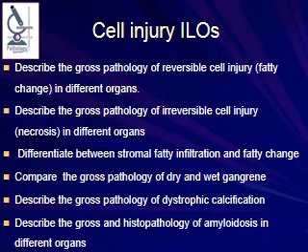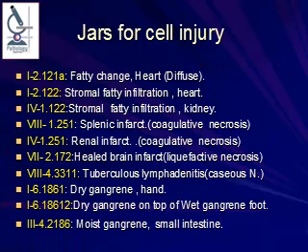These are your ILOs. At the end of this section you should be able to describe the gross pathology of reversible cell injury, which is fatty change in different organs. You should be able to describe the gross pathology of irreversible cell injury, different forms of necrosis in different organs. You should be able to differentiate between stromal fatty infiltration and fatty change, and also to differentiate between dry and wet gangrene, and describe the gross pathology of dystrophic calcification, and describe the gross and the histopathology of amyloidosis in different organs.